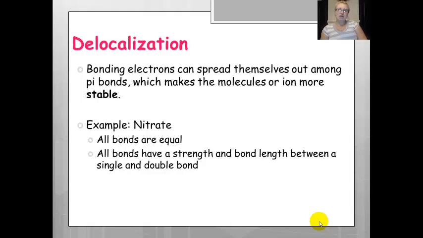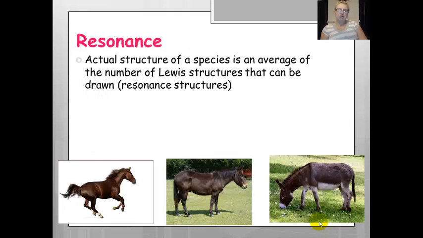Nitrate actually has all bonds equal. All bonds have a strength and bond length between a single and a double bond, because the three structures actually combine to form an average structure. So resonance is when the actual structure of a species is an average of the number of Lewis structures that can be drawn, or resonance structures.